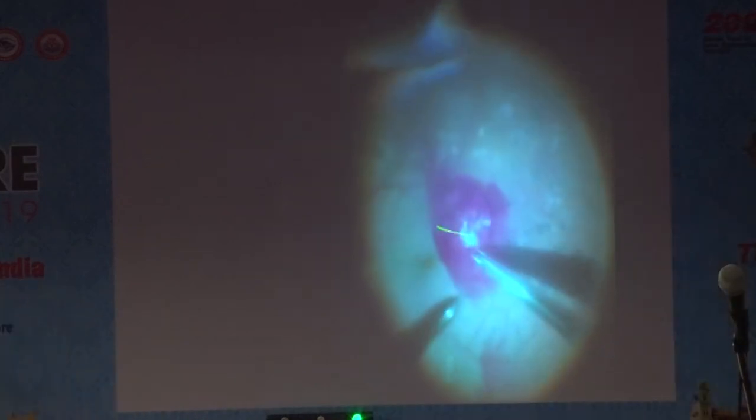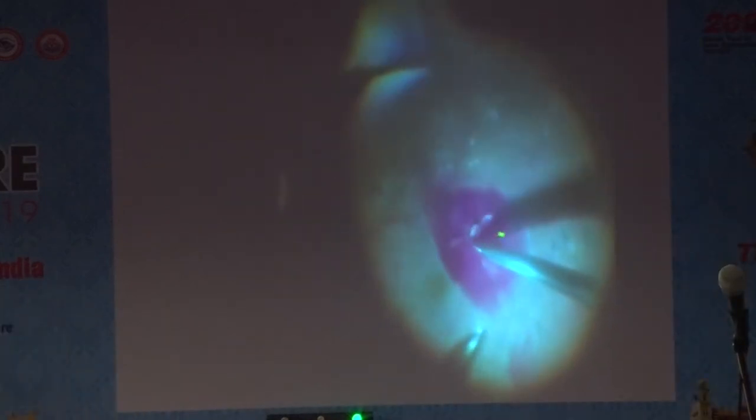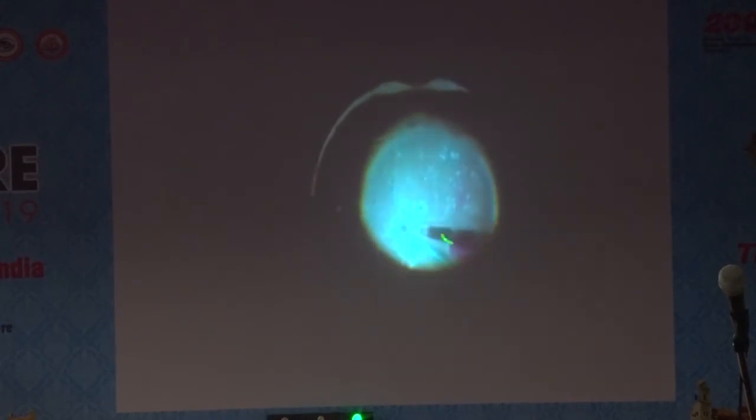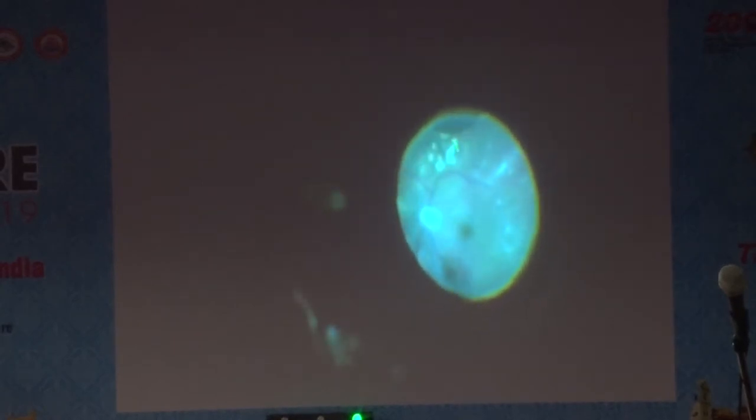Some people might just use the cutter and chop it off, but it bleeds a lot. You don't want to take that risk. So in this case, since it was a large piece, I put silicone oil in the eye. And after 2 months, I removed the oil. So this is when I'm removing the oil.